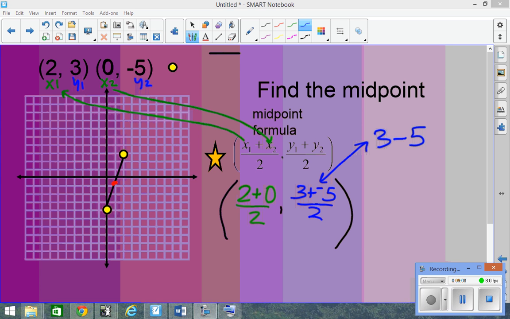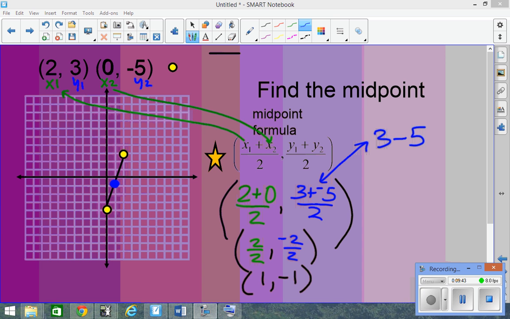When you simplify this, you get 2 over 2, and you get negative 2 divided by 2. And simplified even more, these points become 1 comma negative 1. So 1, negative 1 is the actual midpoint, which is pretty close to where we estimated. And if my graph was 100% accurate, it would look better. That's using the midpoint formula.